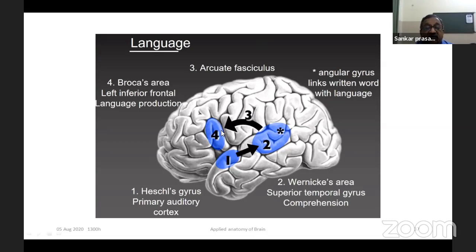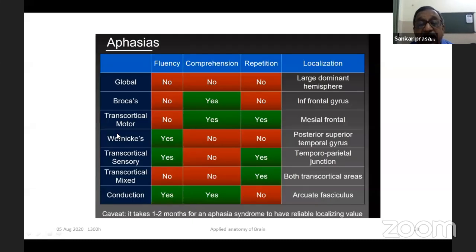Three is arcuate fasciculus. So you should know that if there is a disturbance in this circuit, patients will develop language disturbances, and they are called global aphasia, Broca's aphasia, transcortical motor aphasia, Wernicke's aphasia, transcortical sensory, transcortical mixed and conduction aphasia.